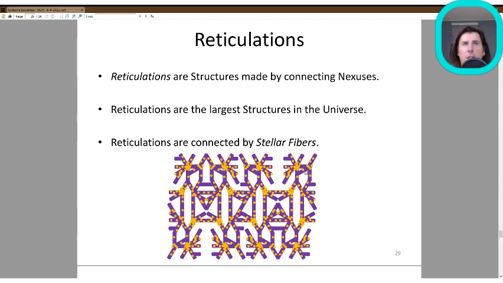So reticulations are the largest structures in the universe that we've observed and that we can observe up to this point. And reticulations are connected by stellar fibers.